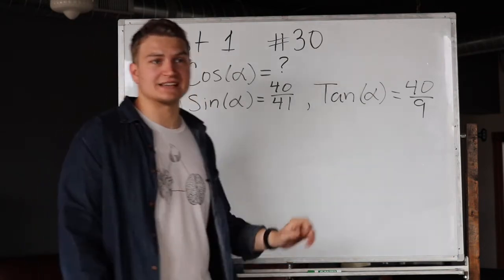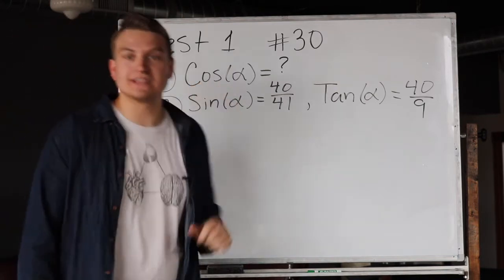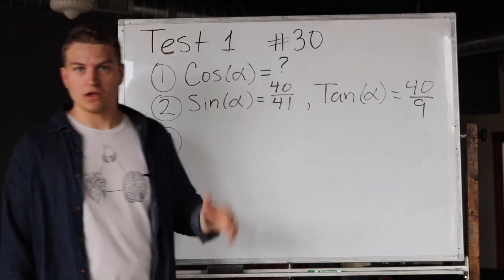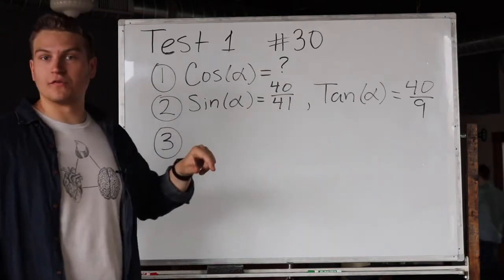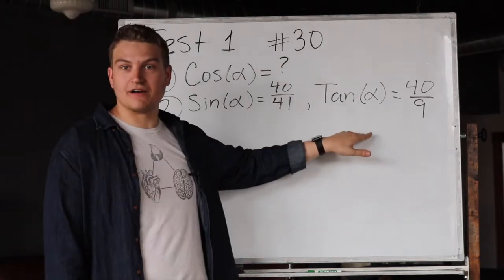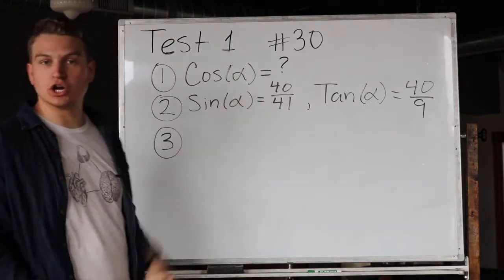So the question says, what am I trying to find? I am trying to find what the value of cosine of alpha is. What do I know? I know that sine of alpha is 40 over 41, and I know that tangent of alpha is 40 over 9. And I need to take this information to find cosine of alpha.